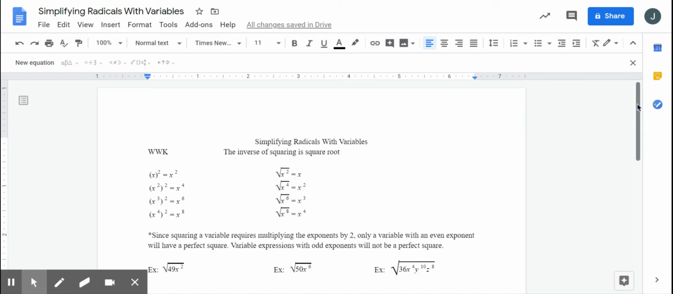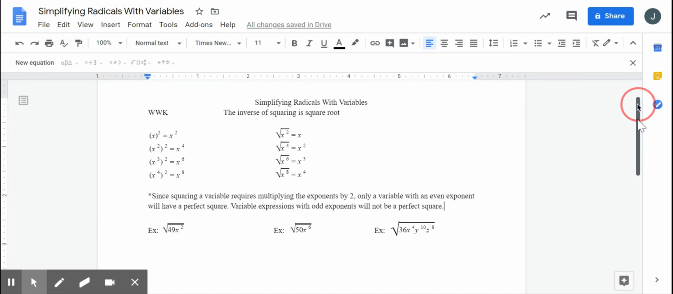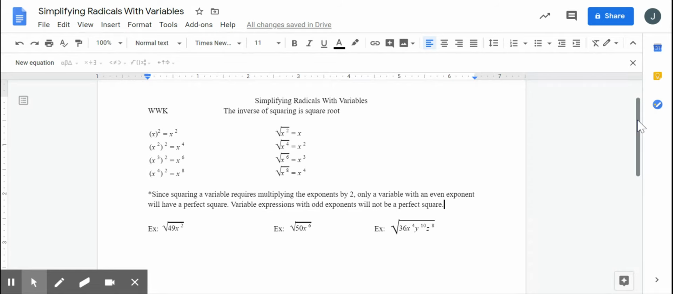Okay, today we are going to add one wrinkle, but we're going to be doing something similar to what we've been doing for the past couple days. Okay, so we're going to be simplifying radical expressions, but this time with variables. So I want to go back to what we know.